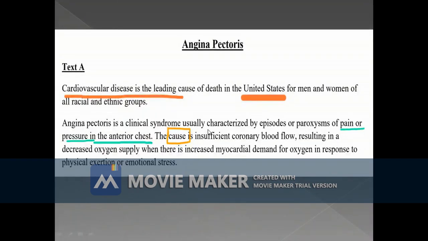Angina pectoris is a clinical syndrome usually characterized by episodes of pain or pressure in the anterior chest. So this is an important symptom of angina. The cause: insufficient coronary blood flow. As they were asking in the first 7 questions, in which text the cause of angina is mentioned. So here is the cause of angina. The answer of that question will be text A. The cause is insufficient coronary blood flow resulting in a decreased oxygen supply when there is an increased myocardial demand for oxygen in response to physical exertion or emotional stress. So this is the cause of angina, and the answer of that question would be text A.